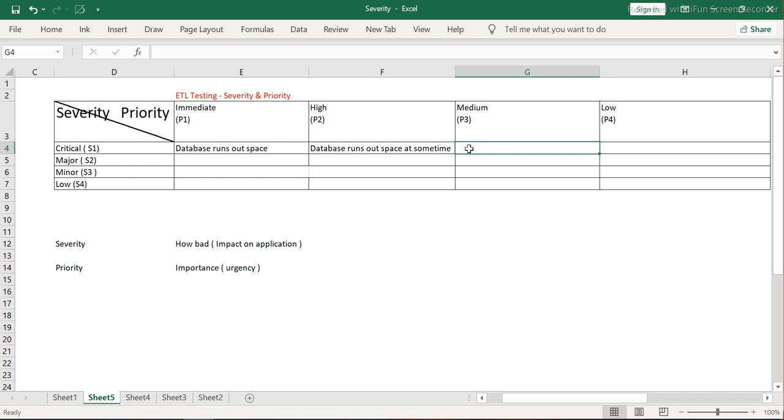Okay, so I'll say ETL job succeeds after reruns. Okay, so this is something critical, because it has failed, but it is always succeeding, so it's medium. Okay, the last one, what we can say is critical. It is critical, which means something is really not working, but the priority is very low, guys.